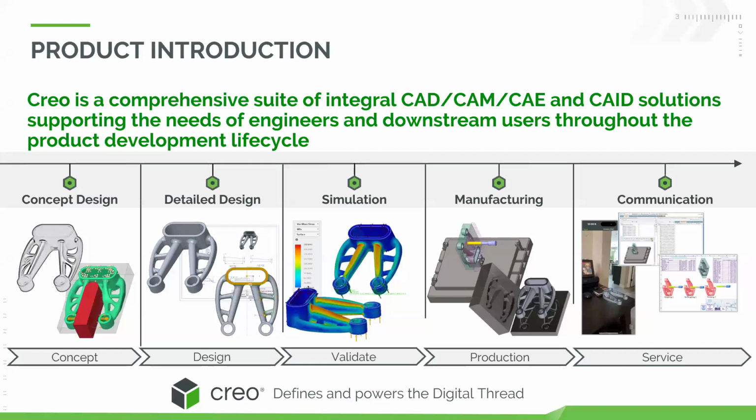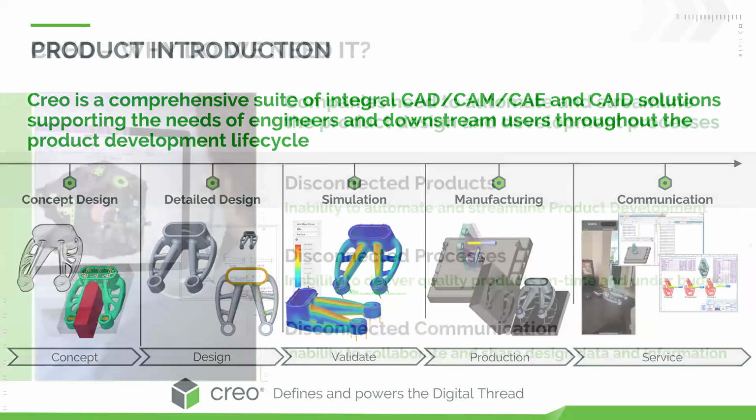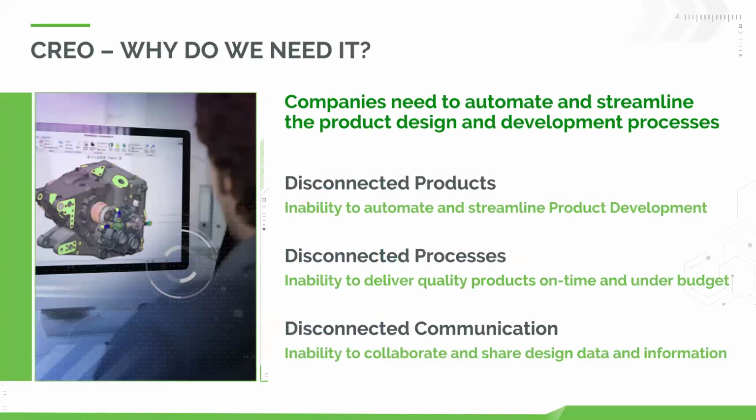So if we think about the use of third-party tools, you've got to think about how you break that digital thread. A lot of the focus is going to be how Creo maintains and powers that digital thread. If I have a third-party tool, I have disconnected products, right? If I'm using Creo to design and I need to send the analyst a STEP file, an IGES file, or whatever format so he can do analysis, we've got disconnected products, right?